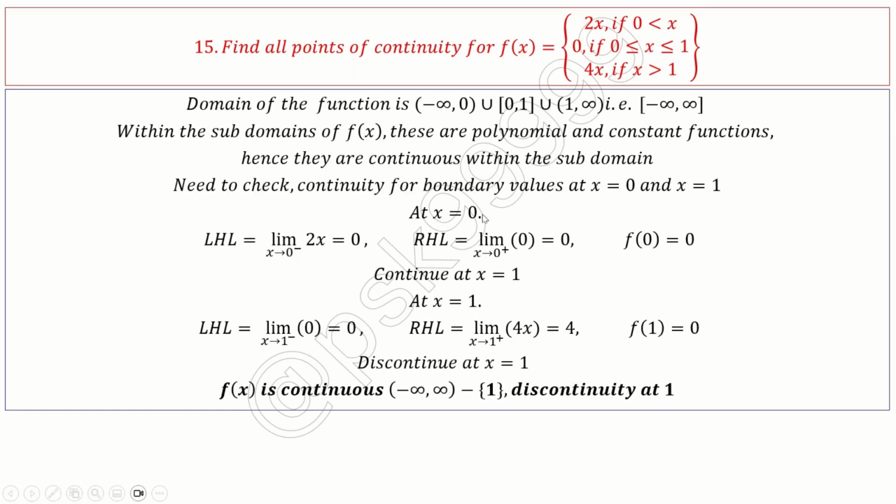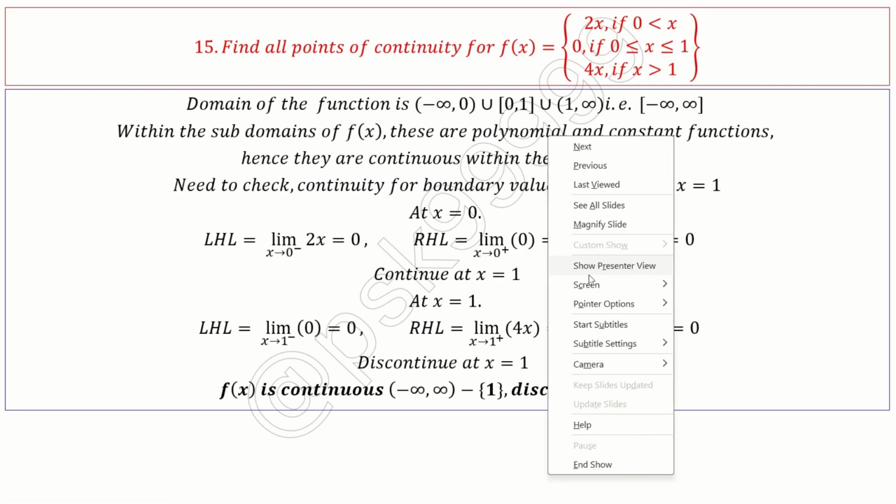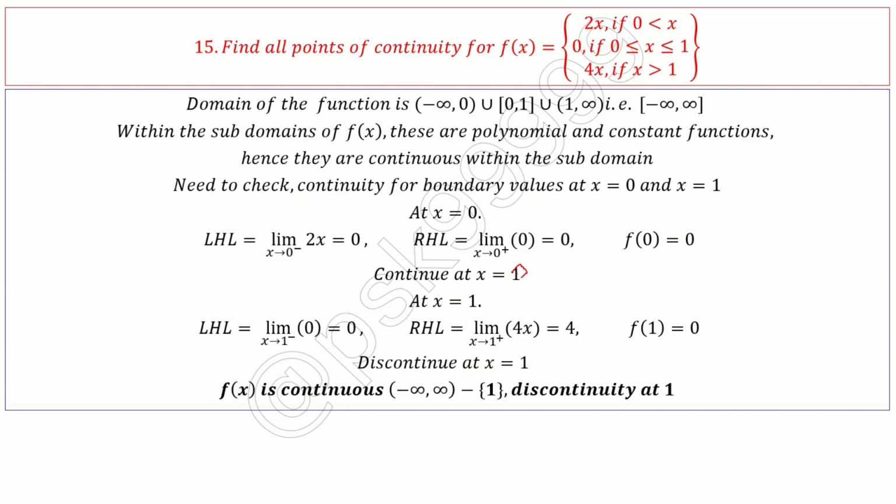So at x equal to 0, LHL is nothing but 0, because for LHL I take x tends to 0 minus, which means it is 2x, which is 0. RHL is x tends to 0 plus, so I will take 0, which is 0. F of 0 is also 0. So it is continuous at x equal to 0. Sorry, this was a mistake, this is 0 and that is 1. Now at x equal to 1, LHL is 0, RHL is 4. 4x, right? So it is 4.